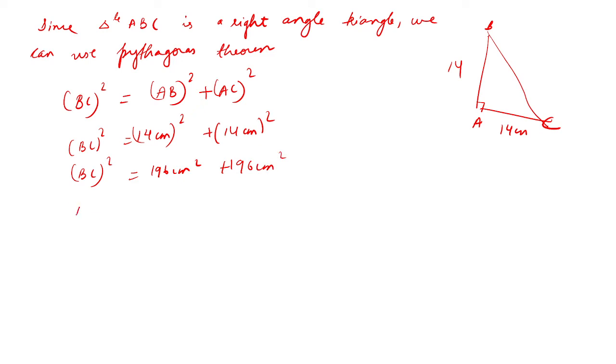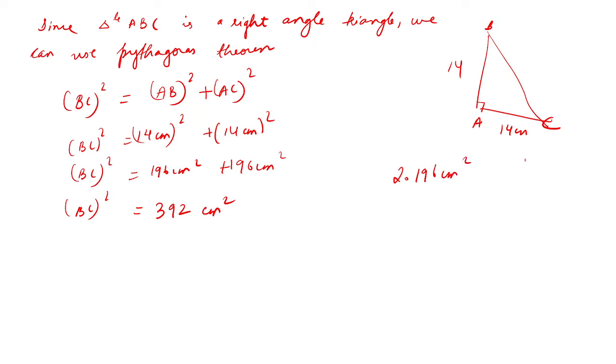In fact, what you can do is add up 196 plus 196, or some of you can do this: how many 196 centimeters square do you see? 2 times, right? So you can write 2 into 196 centimeters square. It's not really a problem.